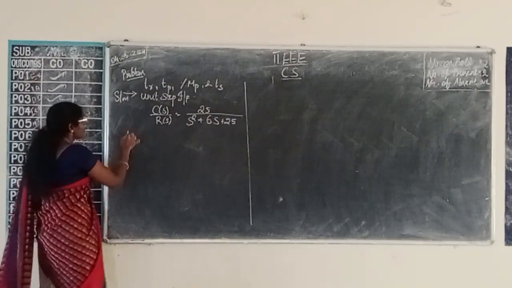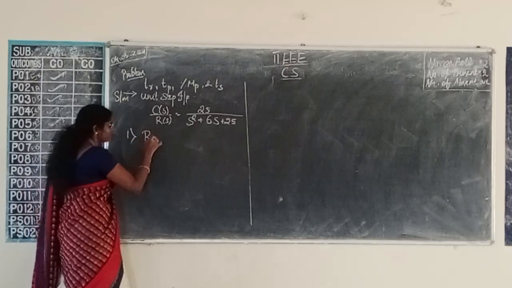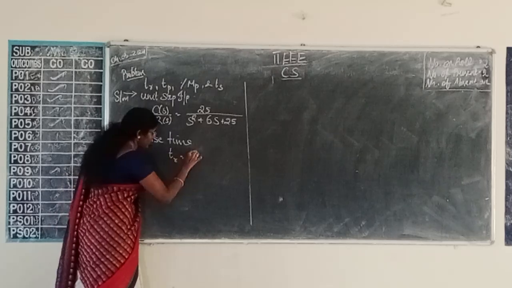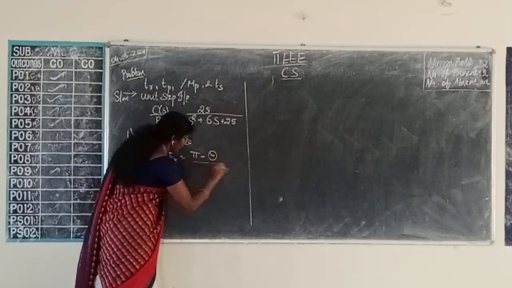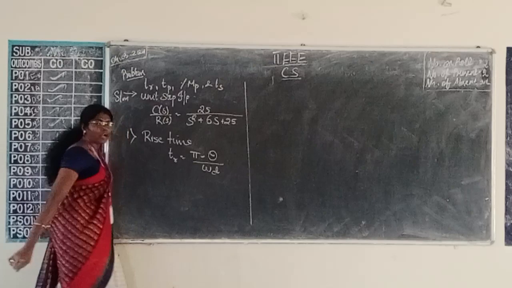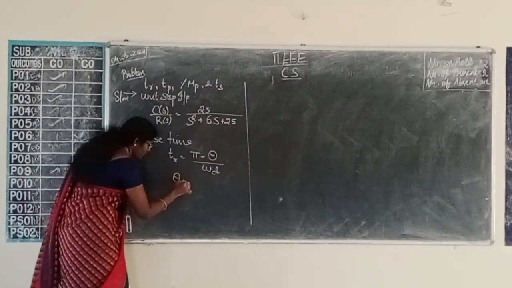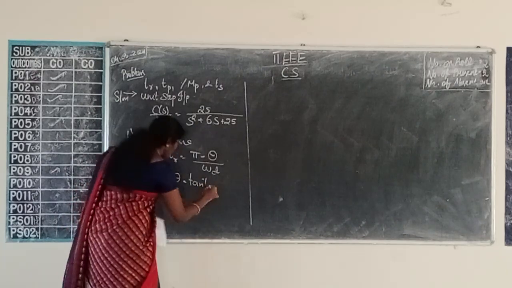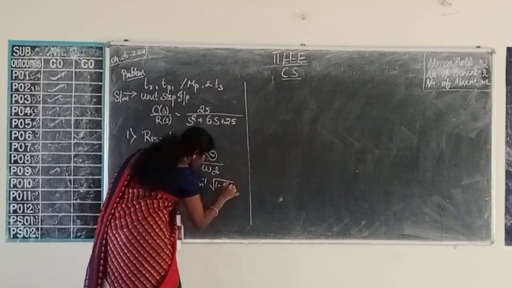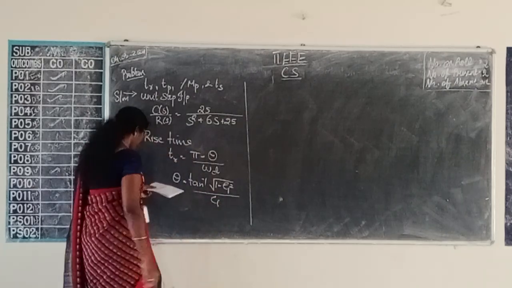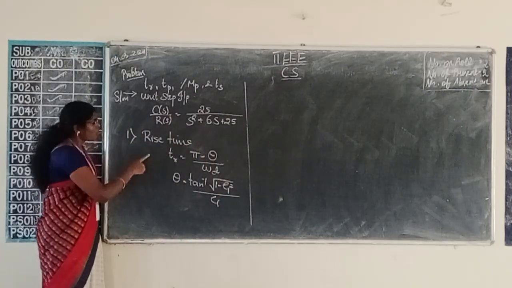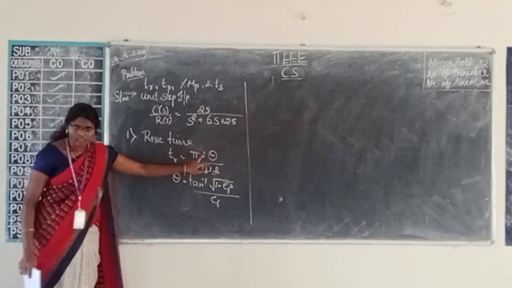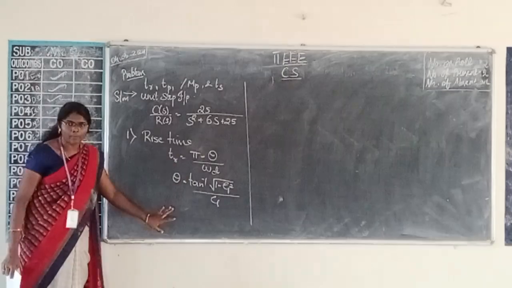Okay, and now to calculate the rise time. The formula for the rise time is (phi minus theta) divided by omega d. Here, theta is tan inverse of root of 1 minus zeta square divided by zeta. So to find the rise time, you want the value for theta and the value for omega d.